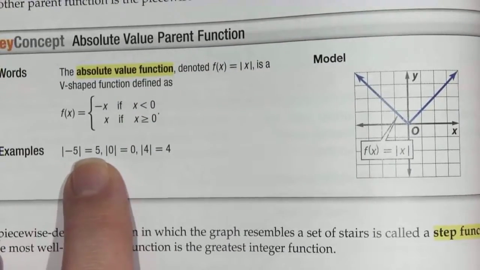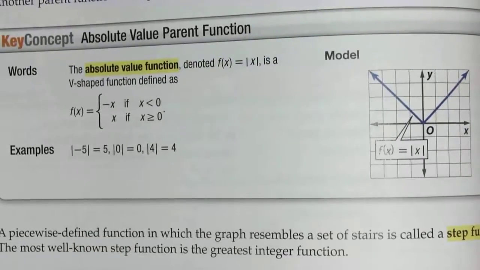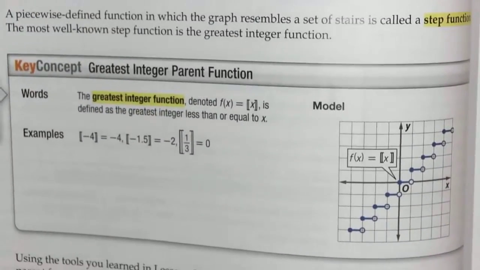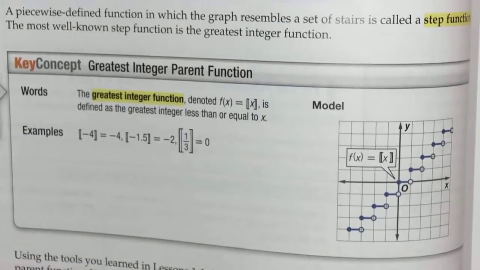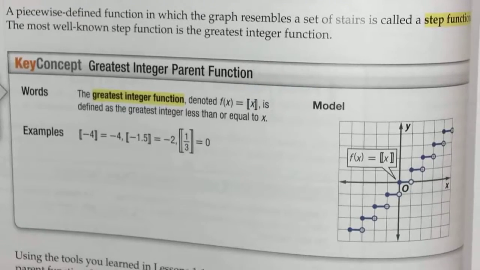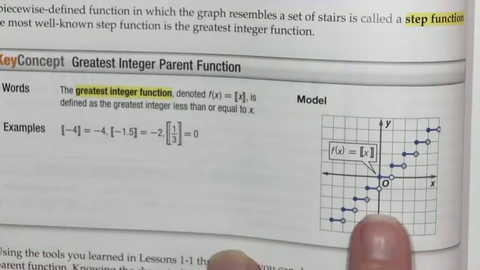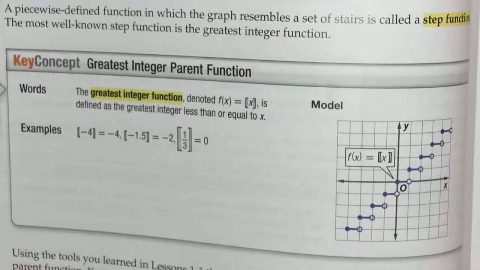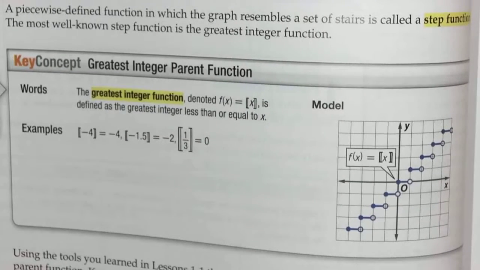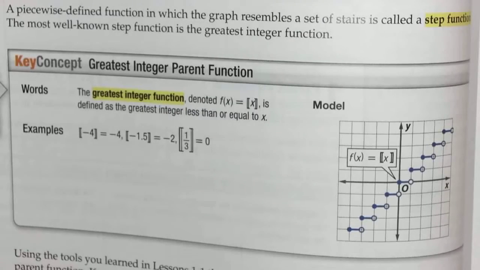Okay, so here you go. The absolute value of negative 5 is 5, 0 is 0, 4 is 4, and they would be plotted points. And now, a piecewise defined function in which the graph resembles a set of stairs is called a step function. The most well-known step function is the greatest integer function. So the parent graph to our greatest integer function is this: f of x equals the greatest integer of x, with those double bar lines. I've drawn it on the board so you can see it a little bit better, but you should remember this.